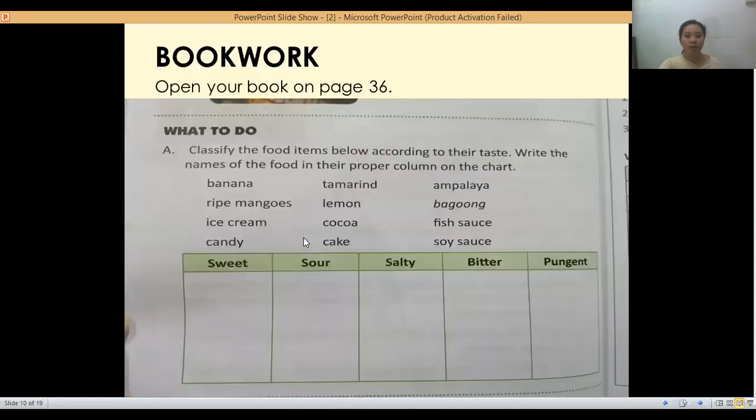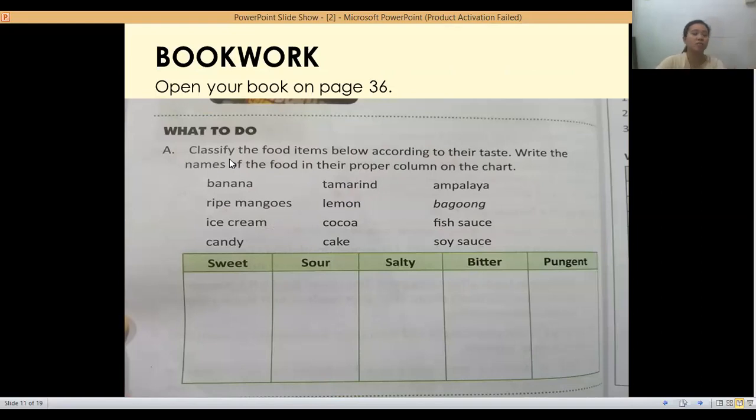So, now I want you to get your book. Open it on page 36. So, while you are getting it, I will count first. 10, 9, 8, 7, 6, 5, 4, 3, 2, 1.